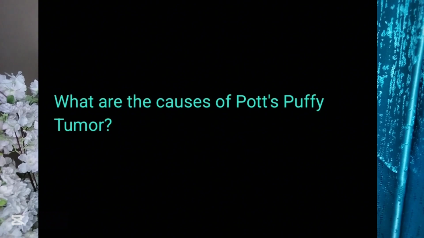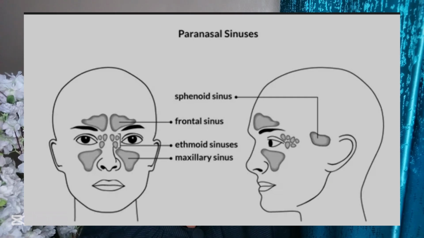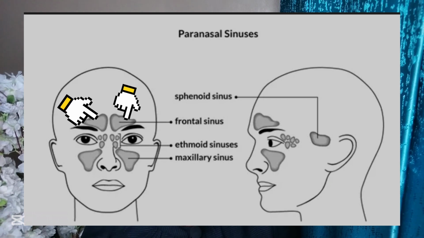The Pott's Puffy tumor is commonly due to chronic sinusitis. Chronic sinusitis, by the way, is the long-standing inflammation, that is irritation, of the spaces that are within your nose and head. And these spaces are called the paranasal sinuses. The paranasal sinuses, by the way, are 4 in number, and they include the frontal sinus, ethmoidal sinus, maxillary sinus, and the sphenoid sinus. The Pott's Puffy tumor, however, is most common in individuals that have chronic frontal sinusitis.